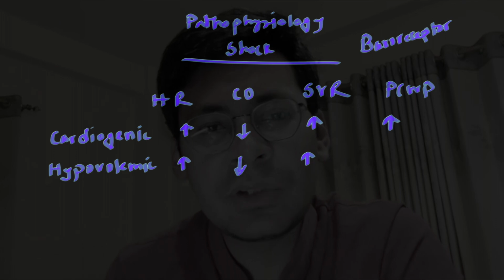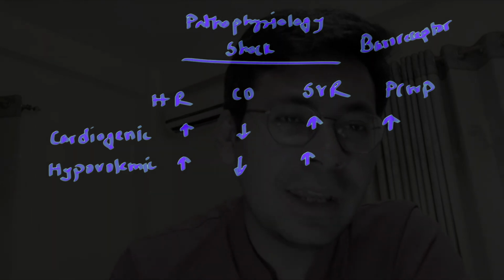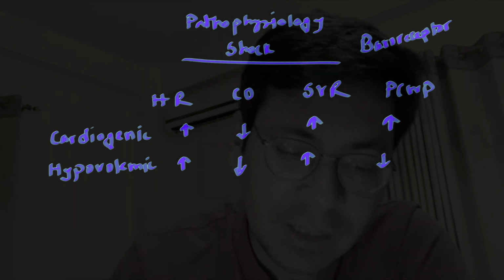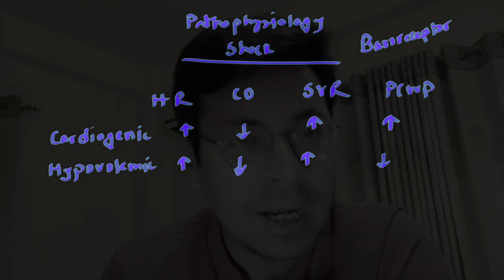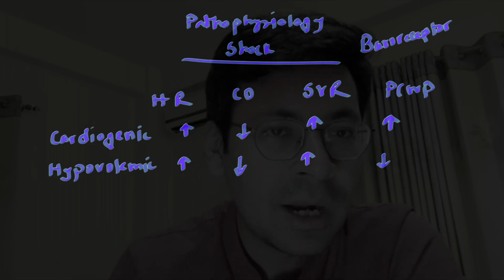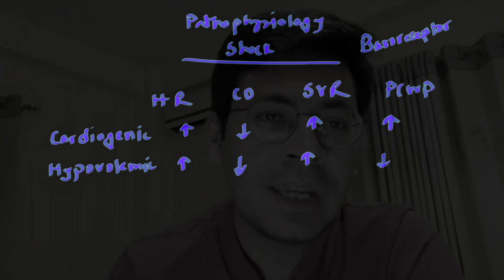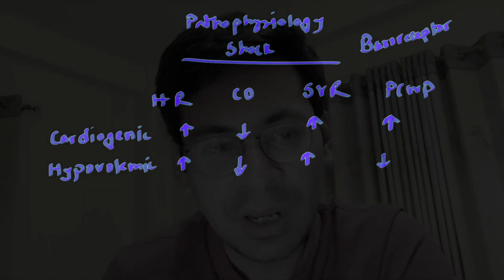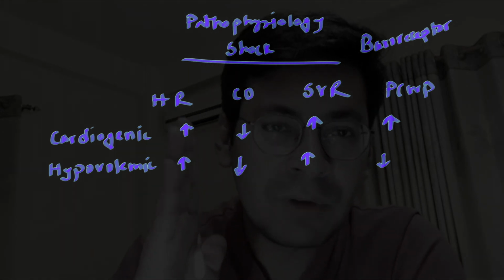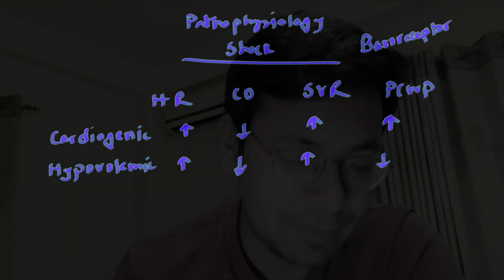But in case of hypovolemic shock, I don't have enough blood in my body. So there will be no pooling of blood in the pulmonary bed. So our pulmonary capillary wedge pressure will be decreased. So you can see here that cardiogenic and hypovolemic shock, in terms of three parameters, that is cardiac output, heart rate, and systemic vascular resistance, are almost the same. We can differentiate these two by checking the pulmonary capillary wedge pressure. In case of cardiogenic shock, pulmonary capillary wedge pressure will be high, raised, and in case of hypovolemic shock, pulmonary capillary wedge pressure will be decreased.